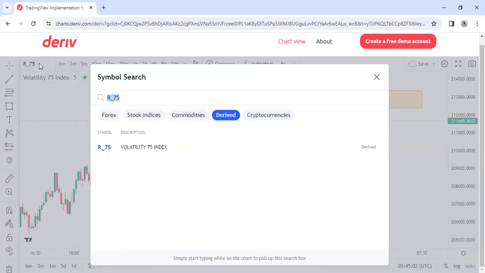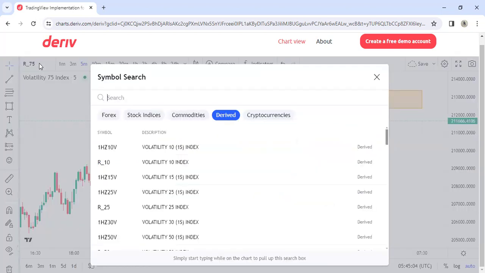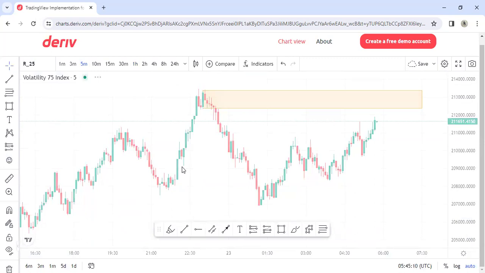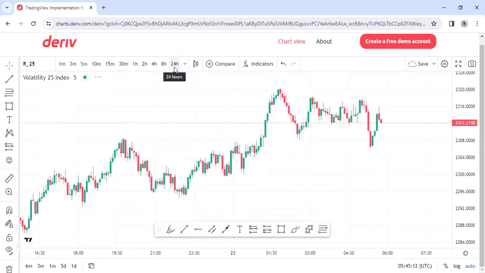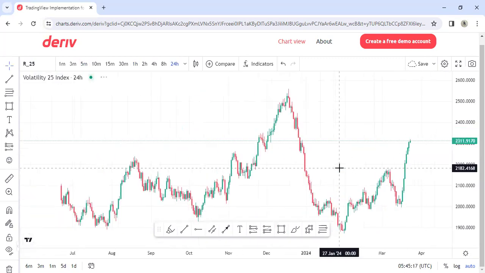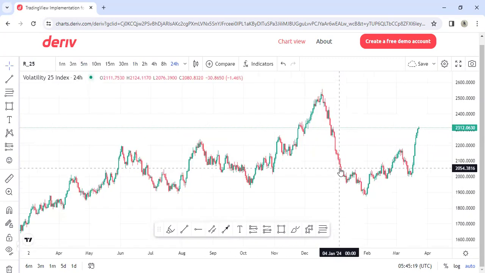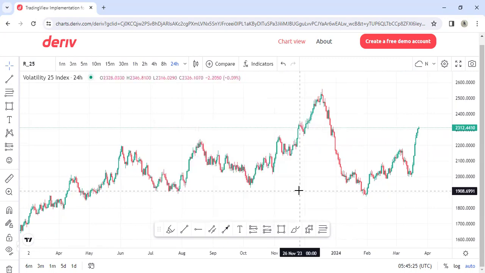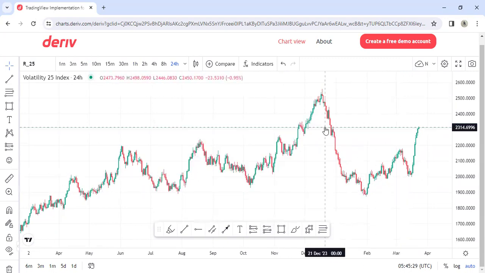Let's check the last pair, which will obviously be the step index. All right, okay, we'll check V25 too. Let's check V25 as well. So you guys can have different options. Right, daily chart as well on V25. Market is bullish, obviously very bullish, right? Very, very bullish. So market is just very, very bullish, just running high, high, high.